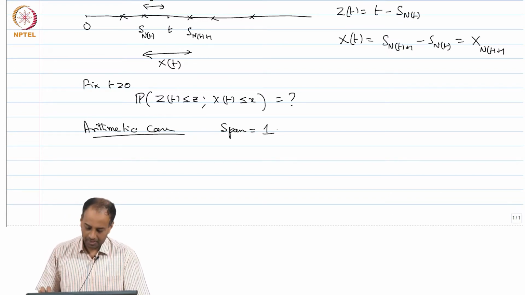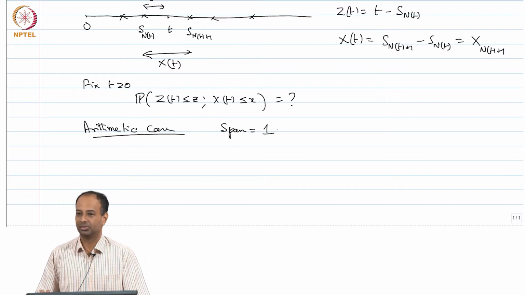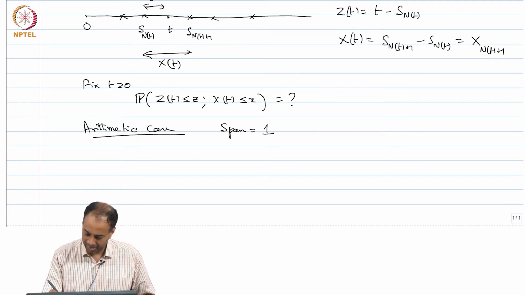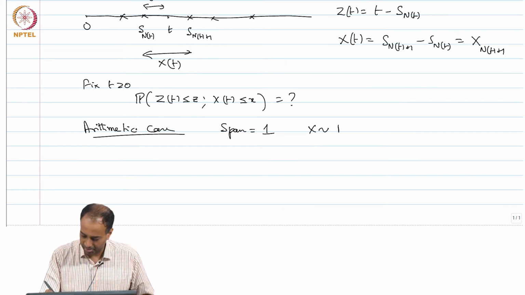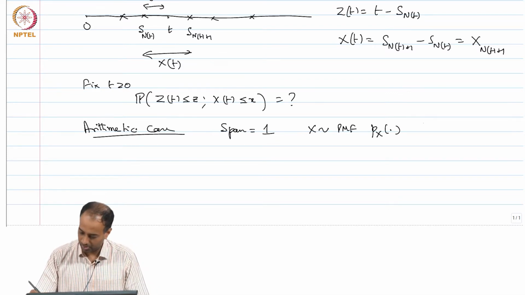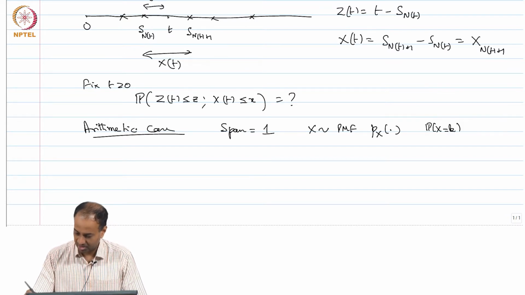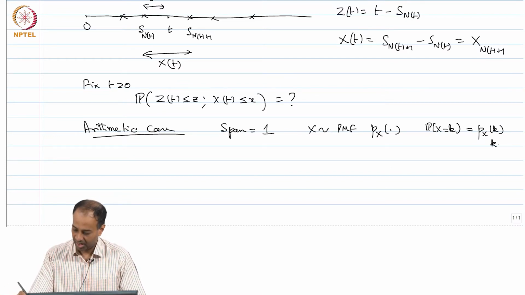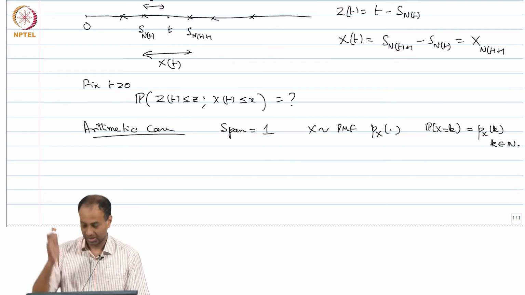So, this means that renewals occur at multiples of 1, which are the positive integers, right. Of course, we are not saying that at every integer there will be a renewal. We are saying that if a renewal occurs, it will occur at an integer time, that is all that we are saying. Okay. So, we are going to take X distributed according to a PMF p_X. What I mean is that the probability that X is equal to k is p_X(k), where k is a natural number, all right. This is the inter-renewal distribution.